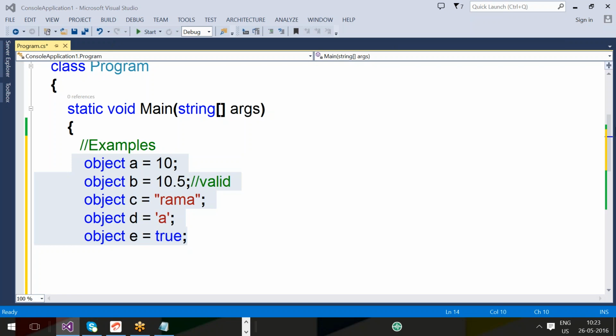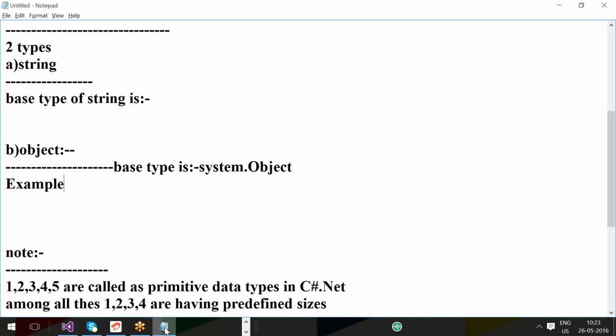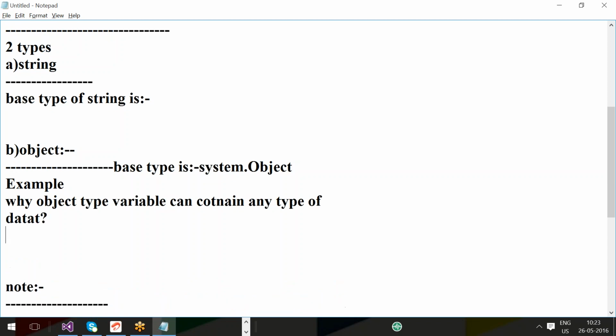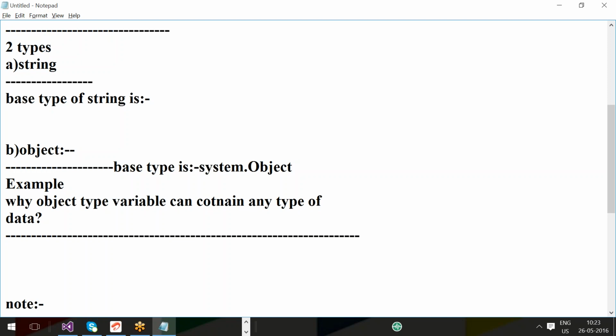So the interviewer will ask a question: why can an object type variable contain any type of data? You try this by tomorrow and come with the answer. What is the reason? What concept is behind this? You check it. Okay, guys, that is the story.